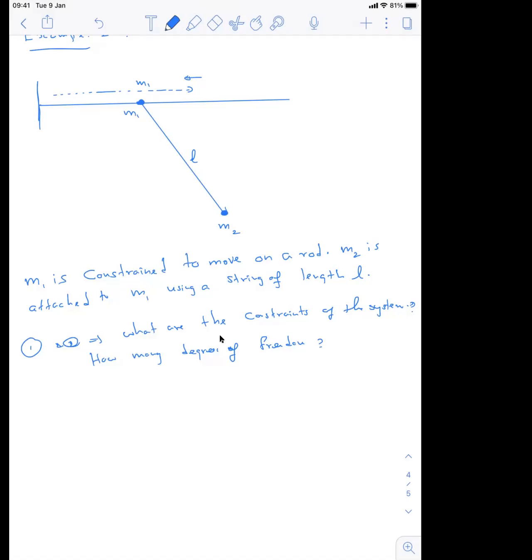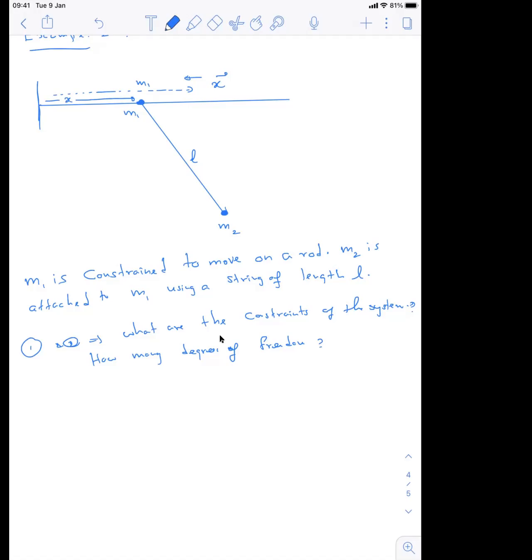So it can move on this rod, which means it only has 1 degree of freedom. Let's say it is X, right? So it can move in this direction. The length that it measures from, let's say, from here to here will be X. So it can move on the rod, which means it can change the value of X. So that is then fixed, right? Now, how about M2?